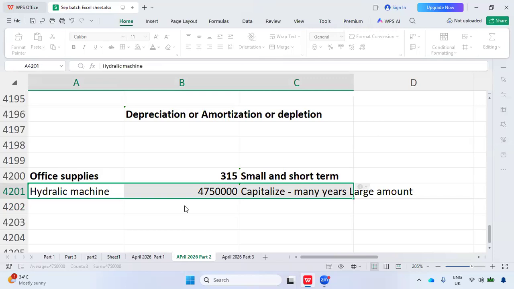So small items used quickly, then deduct now. Big assets used for many years, then deduct over time. Okay, so this is the basic rule.